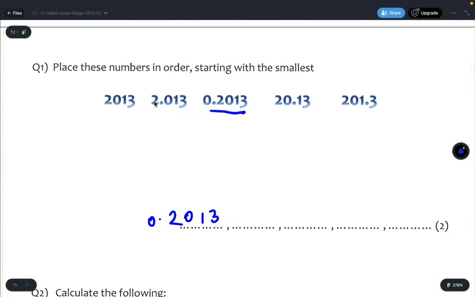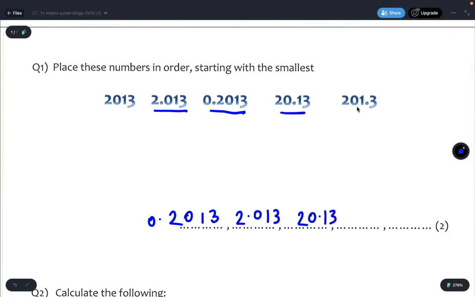Then the next smallest is 2 because that's just 2 units. So we had 0 units, now we've got 2 units. We've upgraded a little bit. Let's go to the tens next. We've got 20 here. So 20.13, this has been used up.